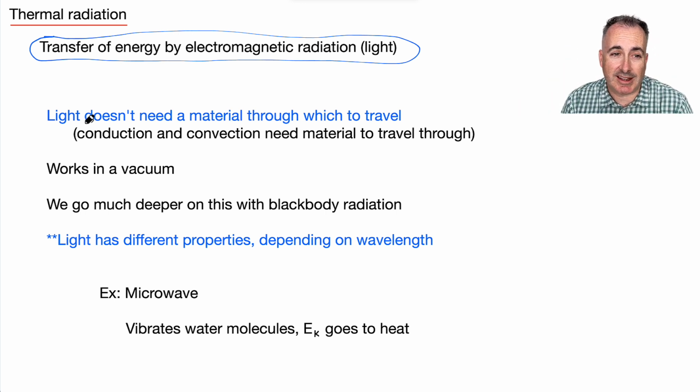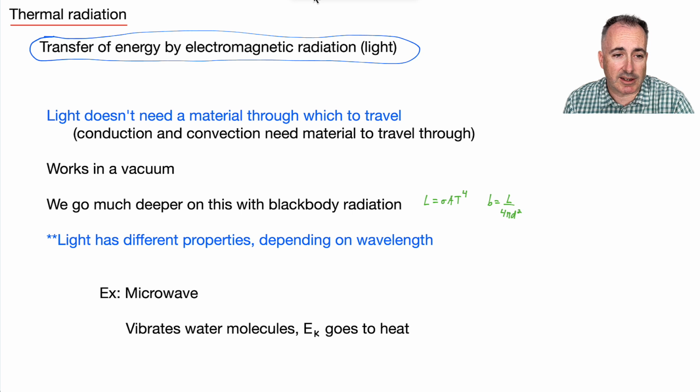But light doesn't need that. It works perfectly fine in a vacuum in outer space. That's good because otherwise we wouldn't be able to see the sun. So we're going to go much deeper on this with black body radiation, for example. There we're going to see equations like the luminosity of a star is sigma A T to the fourth. We're also going to have one for the apparent brightness of a star, which is the luminosity divided by 4 pi times the distance squared.